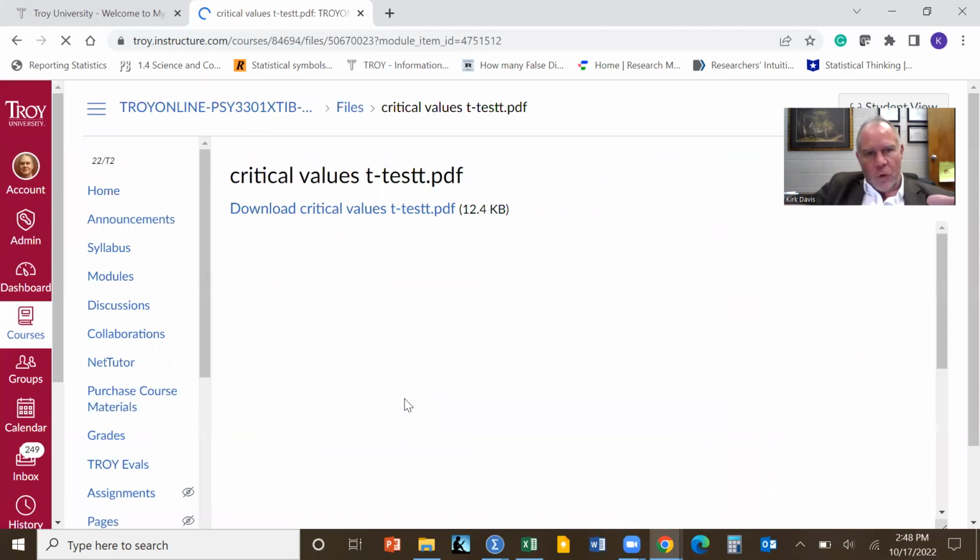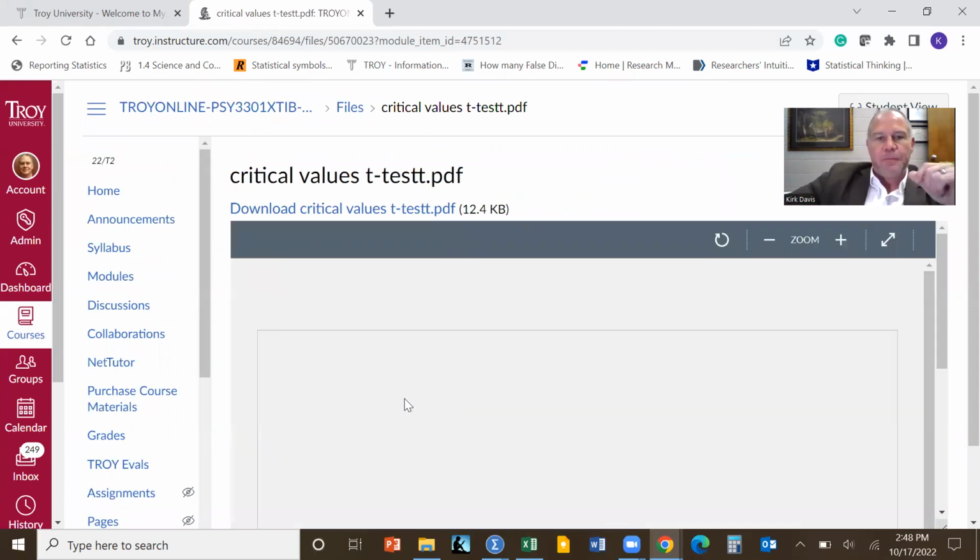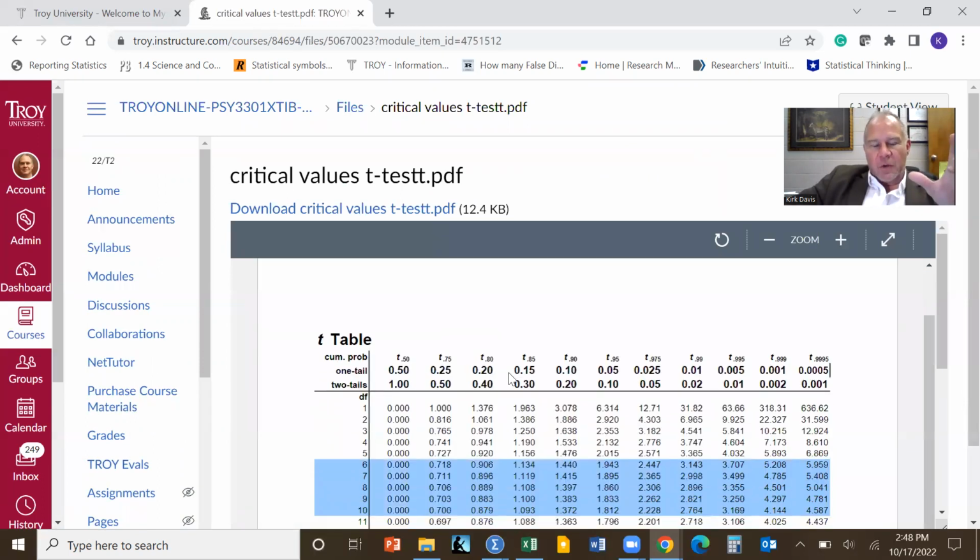So you actually have to open this table. It's probably worth printing it out and having it before you complete this assignment. To find the critical value, you need 3 pieces of information. The first piece of information, in no particular order: am I making a one-tailed or directional prediction, or a two-tailed or non-directional prediction? We've already determined we're making a directional prediction. We're predicting Troy male students are taller than 69.